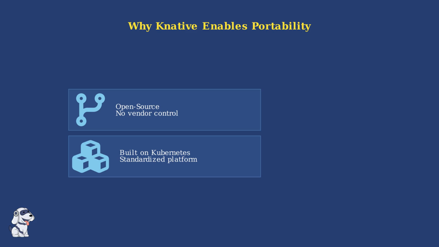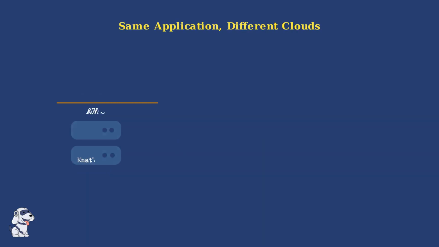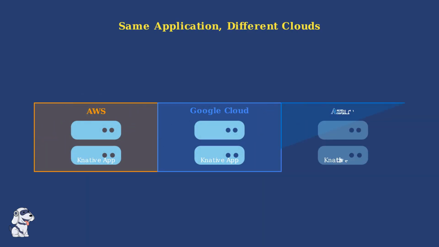First, it's completely open source, which means no single vendor controls its development or features. Second, it's built on top of Kubernetes, which provides a standardized container orchestration platform. Let me show you what this looks like in practice. Here we have the same native application running across three different cloud providers: Amazon Web Services, Google Cloud Platform, and Microsoft Azure. Notice how the application remains identical while only the underlying infrastructure changes.